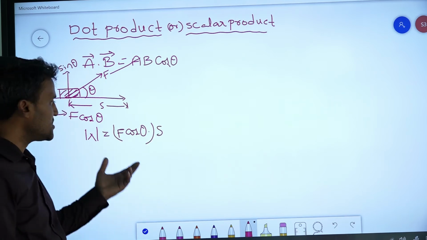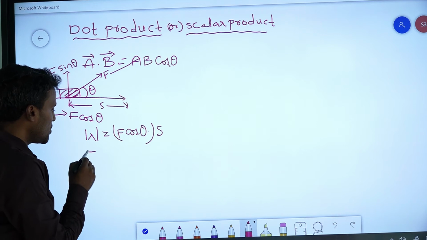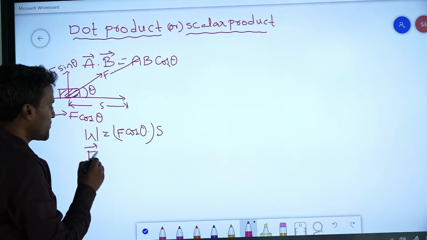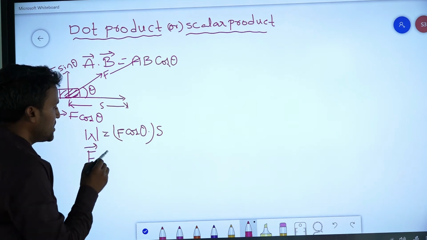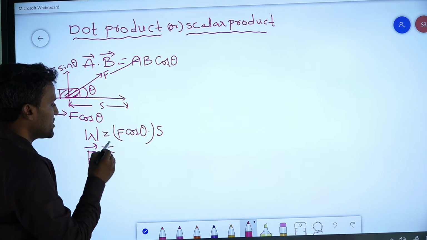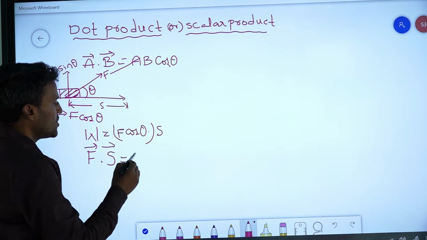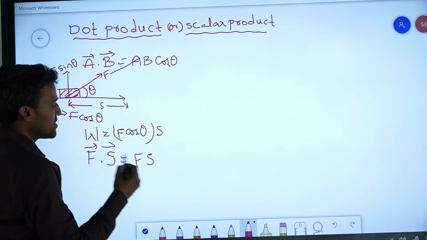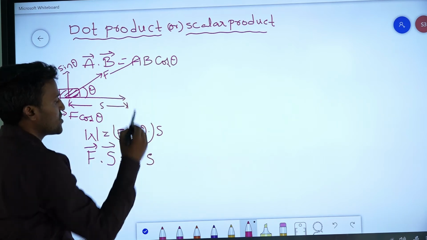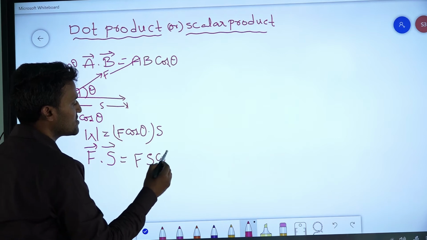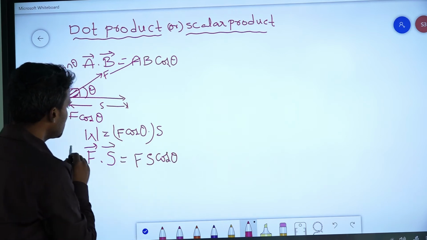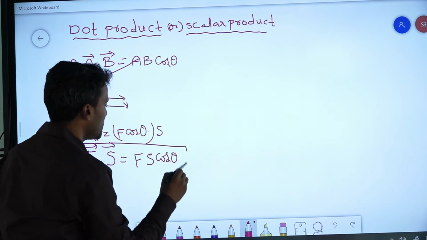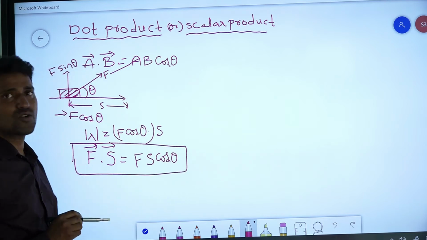This equation you can write like this also. Force is a vector quantity. Displacement is a vector quantity. That is equal to F magnitude and S magnitude, and when you write the dot product, the cosine of the angle takes place. That is cos theta. This is force F dot S is equal to F S cos theta.